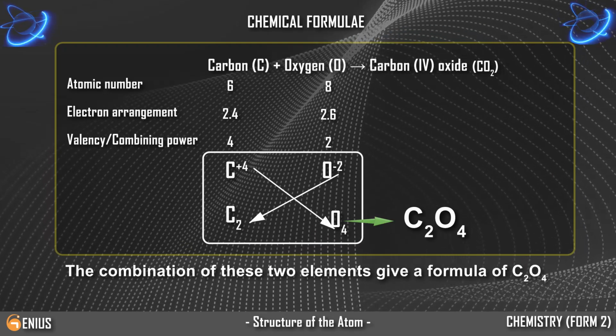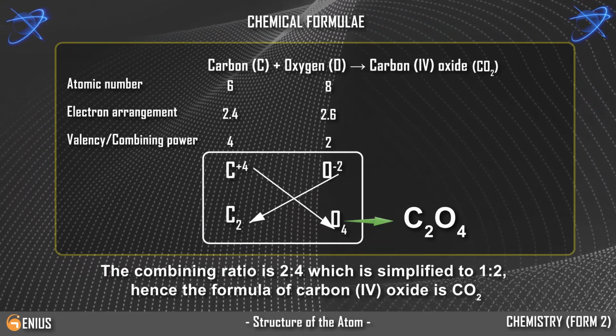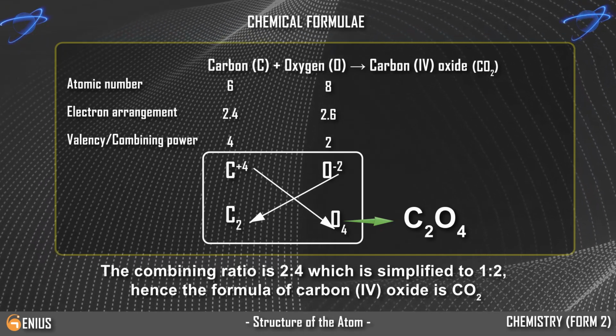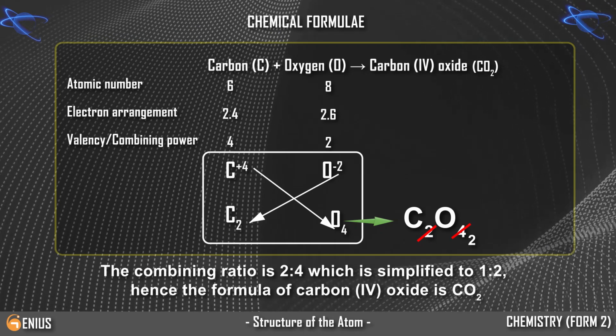The combination of these two elements gives a formula of C2O4. The combining ratio is 2 to 4, which is simplified to 1 to 2. Hence the formula of carbon(IV) oxide is CO2.